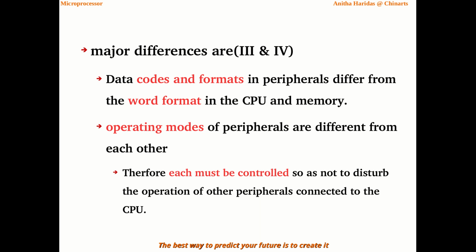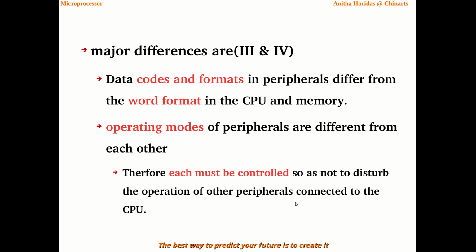So obviously what happens? Whatever data code format is used in a peripheral device will be converted into the appropriate format required by the central processing unit. So who will be doing this conversion? Again, it will be done by the input-output interface. And then you have the fourth difference, which is the operating mode. The operating mode of a peripheral device is completely different from each other. Therefore, you need each device to be controlled without disturbing the operation of other peripherals.